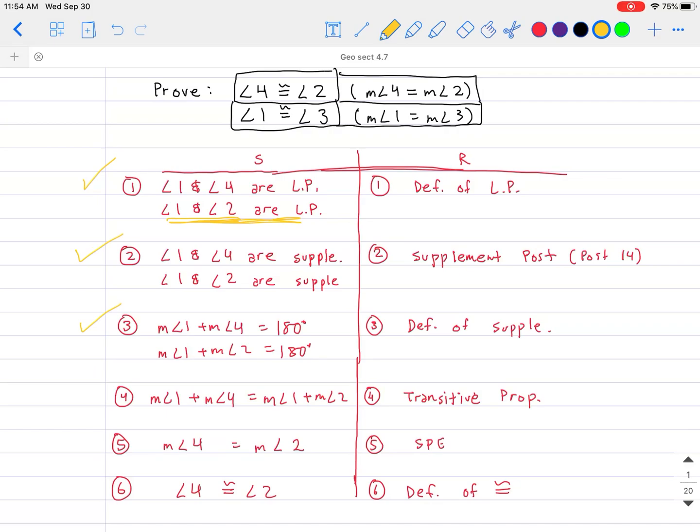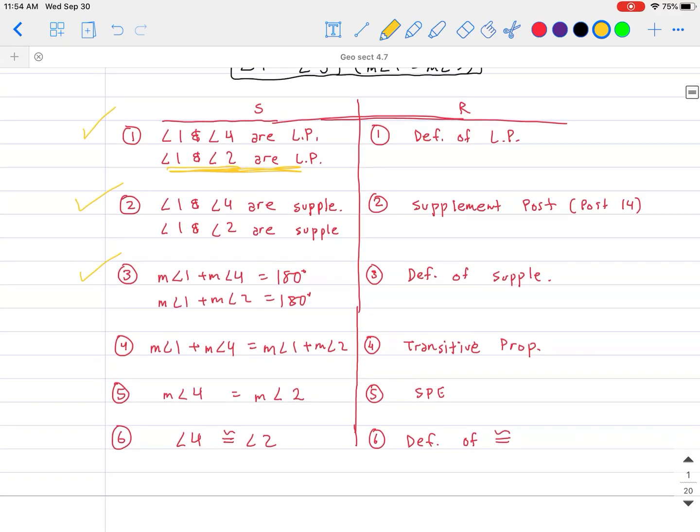And finally, 180 degrees is also equal to the measurement of angle 1 plus the measurement of angle 2. Well, now that we know that they're both equal to 180 degrees, we can go ahead and set them equal to each other. And that's going to be step 4 over here, to say that the measurement of 1 plus 4 is equal to the measurement of 1 plus 2 then. And that's just the transitive property.